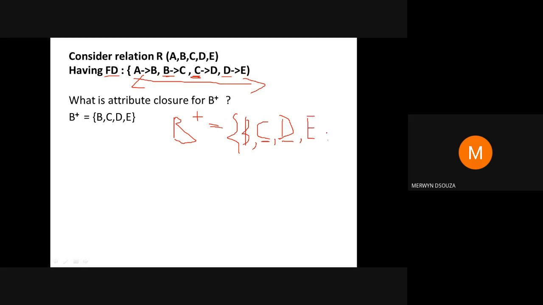Now you have a new attribute. So check across all the functional dependencies whether E is present on the left hand side. E is not present on the left hand side. Therefore, this will be the attribute closure set for B: B, C, D, and E. So that is how we get this answer B, C, D, and E.